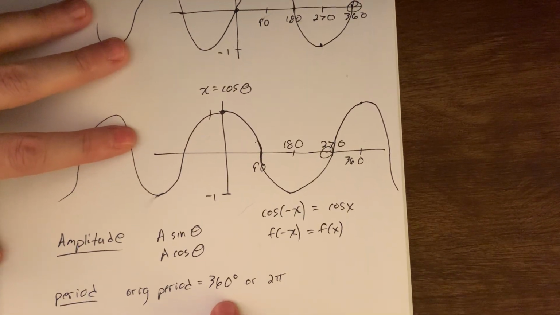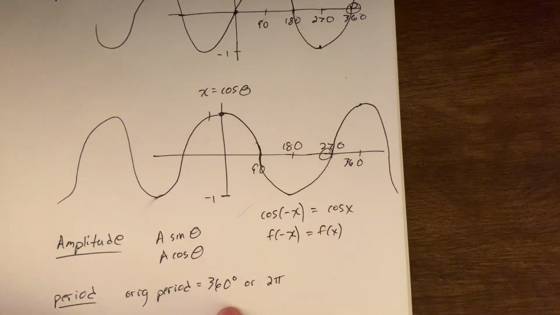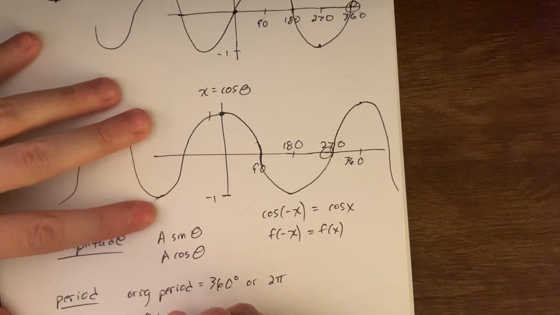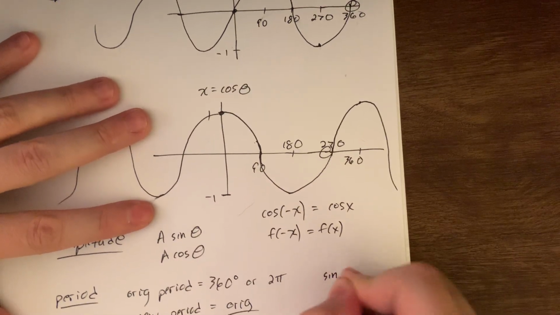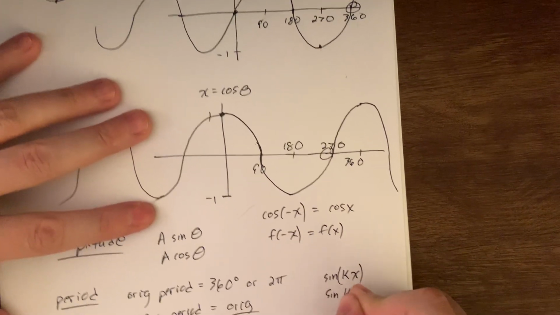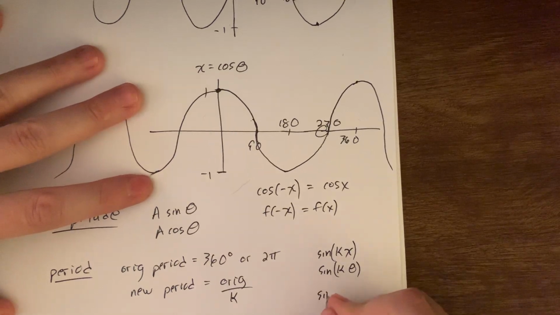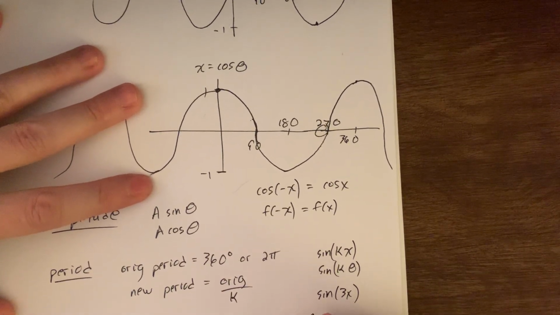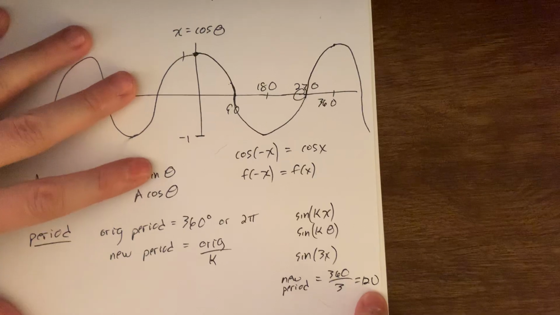Okay, so that's the original period, but we'll realize that if there's an extra multiplier inside of here, that's what affects the period. So we will always take the original period and get our new period by taking the original one and dividing by k. And the k would come up inside of here. If I had sine kx or sine k theta, that's the k we're talking about. And this is a little tricky, everybody, because if I look at sine 3x, my new period would be 360 divided by 3, which would equal 120 degrees.